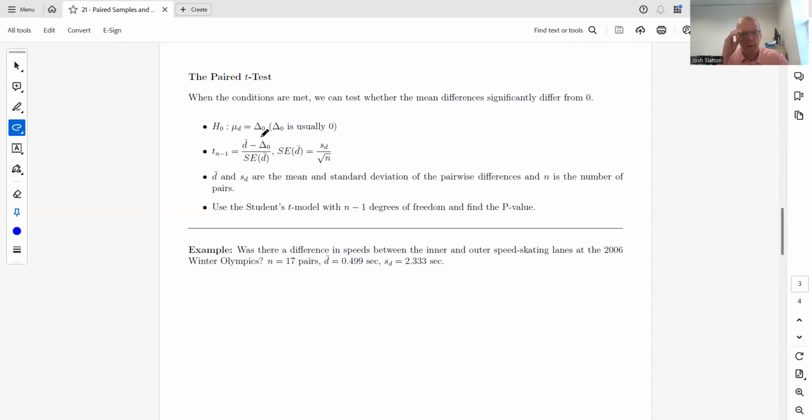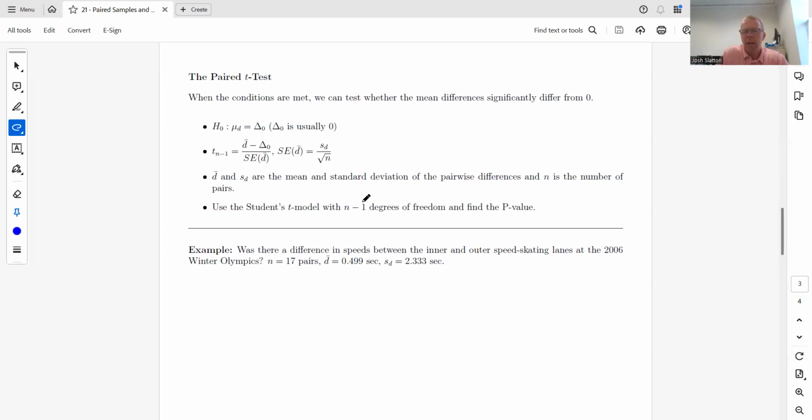And then our test statistic, so d bar, that's the sample difference minus the population difference, which is usually zero, divided by standard error. Standard error is just the sample standard deviation of the differences over the square root of the sample size. That formula is really not any different than what we've seen before. It's just a little bit different notation because we're looking at differences, not just individual data points. So the d bar and s subscript d are the mean and standard deviation of the pairwise differences, and then n is the number of pairs.